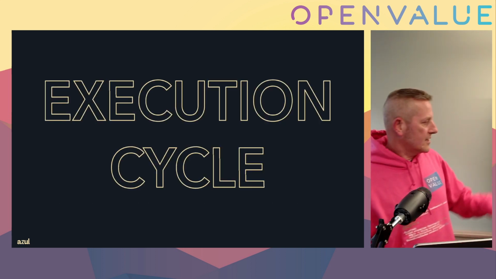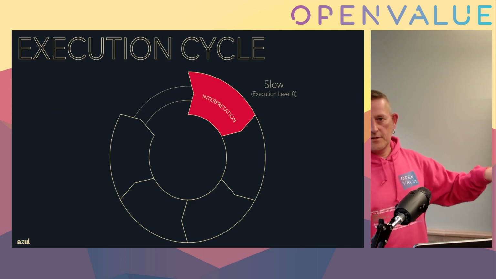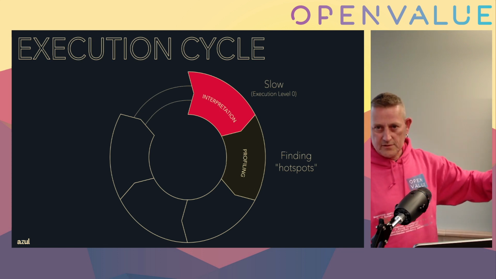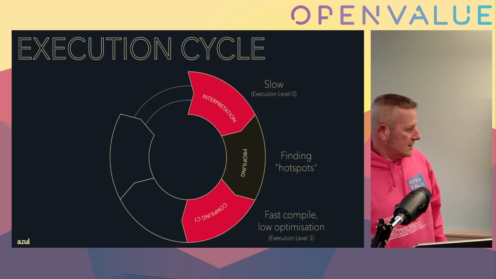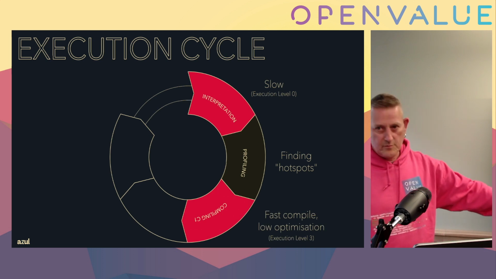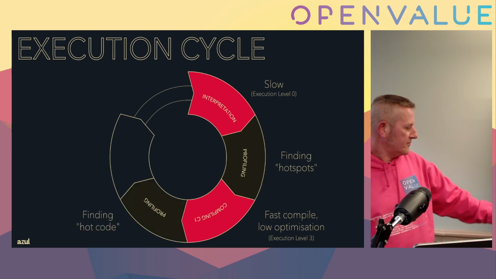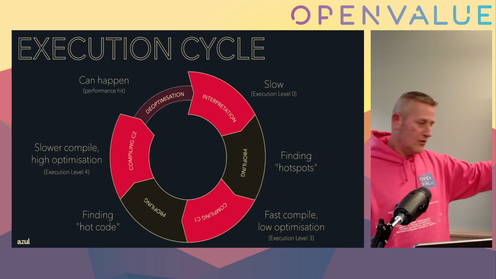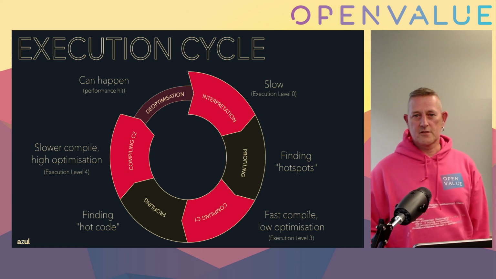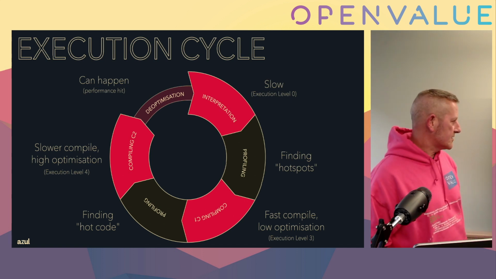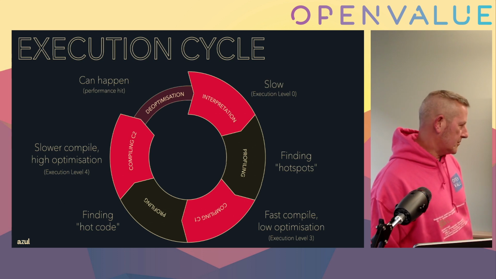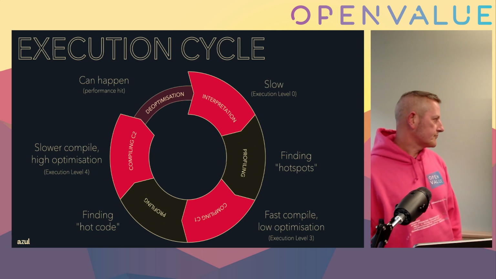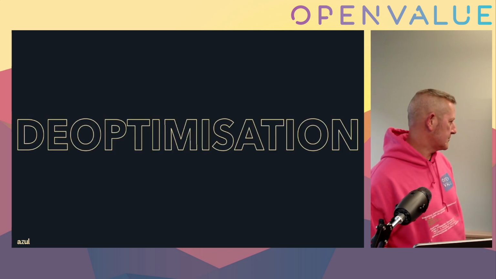And that leads me to the execution cycle, which is more or less the same that I just explained, in one image. We start with interpretation, which is slow, finding hotspots, which is the name of the HotSpot compiler. Then we go to C1, fast compile, low optimization, again profiling. Then it goes to C2, and then we have this thing here, which is deoptimization. Who knows what deoptimization is? A few. It's interesting because usually people don't talk about that, but it happens all the time. It can be a performance hit, and I have some slides about that.